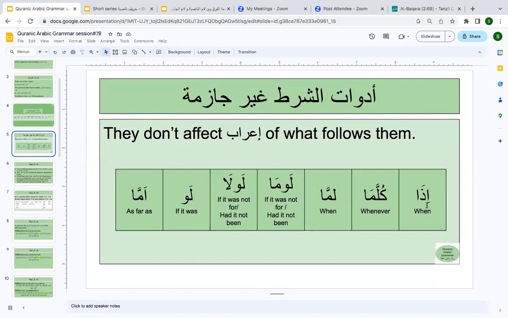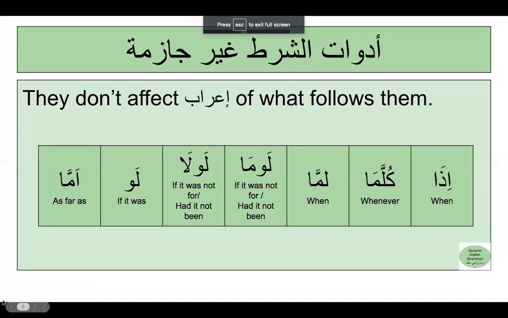Okay? So iza. Iza means when. Kullama means whenever. Lamma means when. Have you ever seen this word lamma before? We have learned it. Where did we learn this word lamma? Harufe jazima. When it was harufe jazima there, do you notice here lamma? What did I tell you about lamma just now?